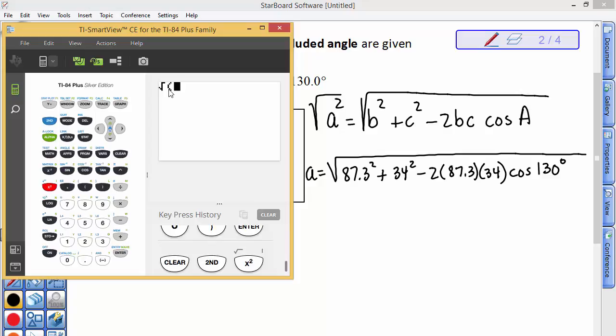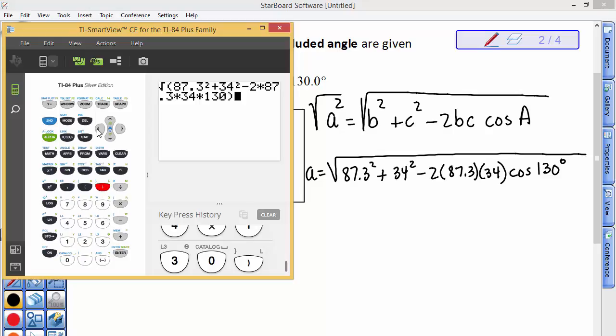It may not have a parenthesis here, but it may have a radical bar above that will extend. So I'm going to go 87.3 squared plus 34 squared. Notice how I don't bother with parentheses because I put these positive numbers in for B and C, so when I square them, I get a positive result. Then this is a minus sign, minus 2 times 87.3 times 34 times the cosine of 130. I don't need all those parentheses.